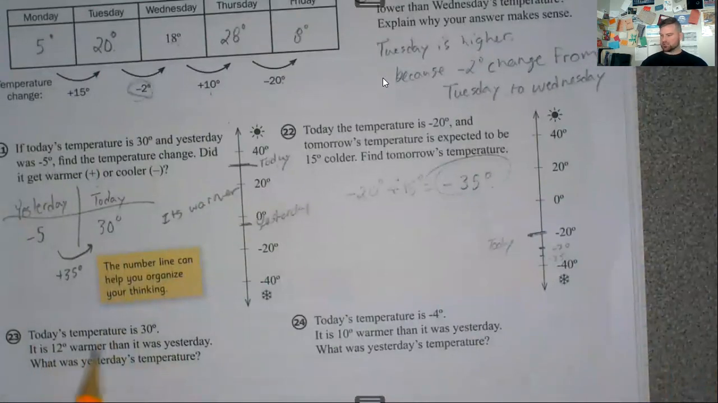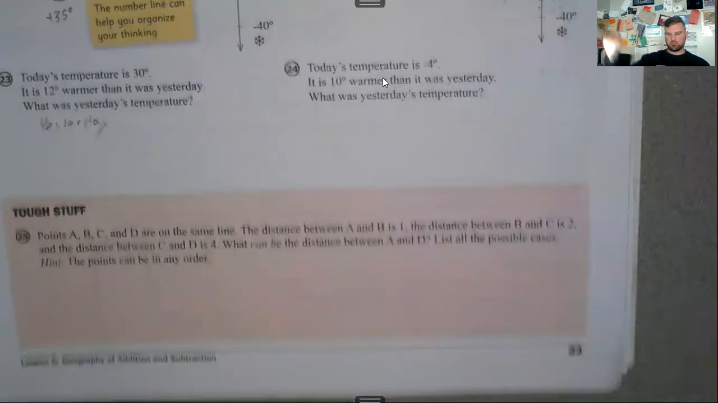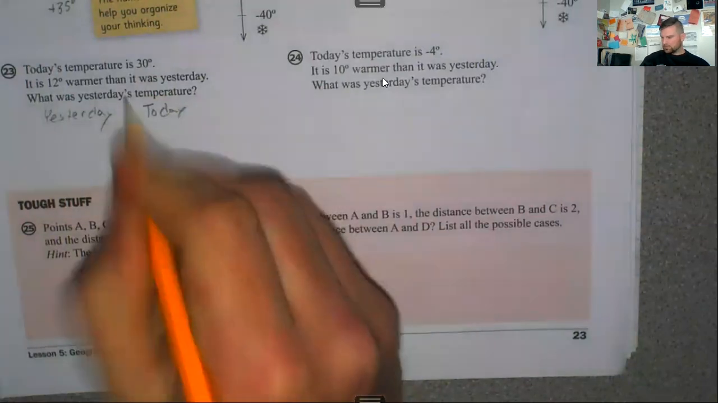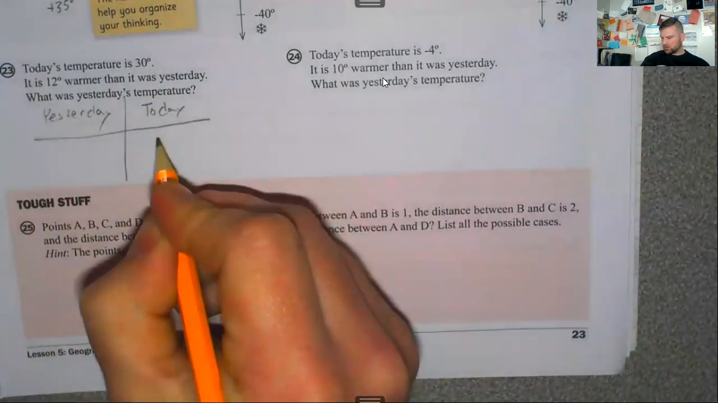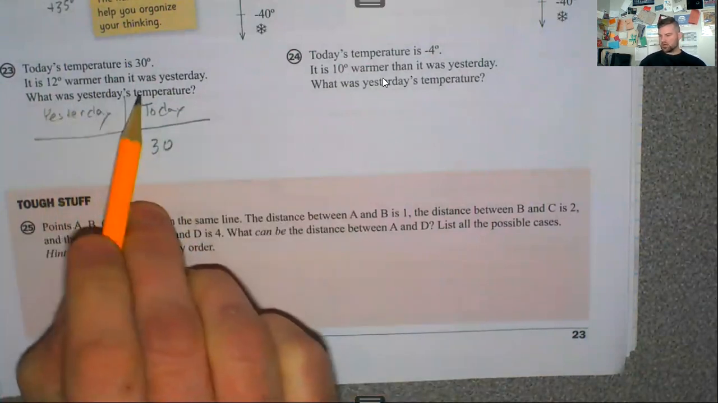Today's temperature is 30. It's 12 degrees warmer than it was yesterday. What is yesterday's temperature? So again, I'm going to write this little table because they don't provide us a number line. So yesterday and today. Today's temperature is 30. It's 12 degrees warmer than it was yesterday.